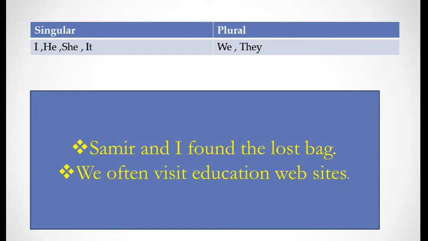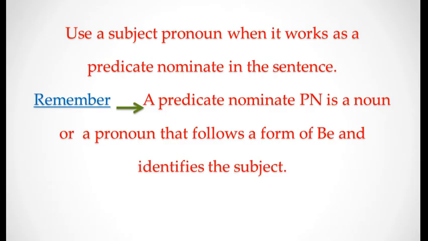Second sentence: We often visit education websites. We here is a plural pronoun and it takes the place of the noun in the sentence. We can be Samir and I. When you put Samir and I together, it's just we, the pronoun. So we here is the subject of the sentence. I don't have a noun, but I have something that replaces the noun in the sentence, which is we.